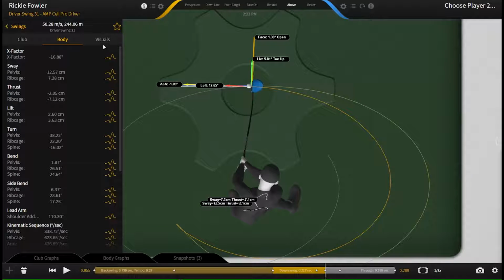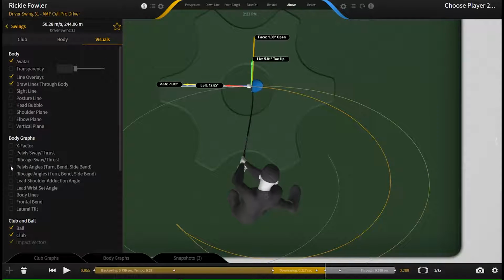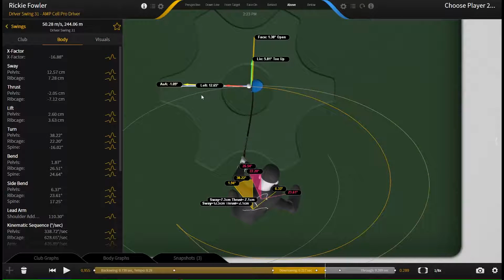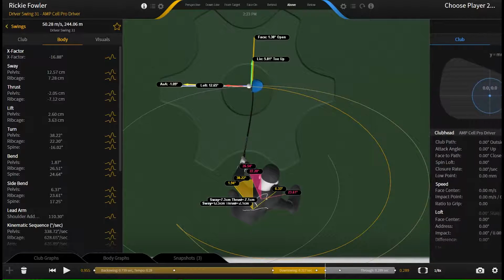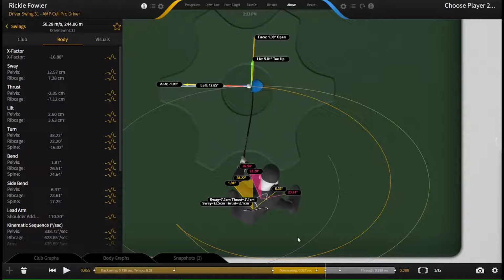Okay, next is thrust. Thrust is the forwards positive or backwards negative movement of the pelvis and rib cage, represented in inches or centimeters, depending on whether the units are set as imperial or metric in the settings. In addition, we have lift for both pelvis and rib cage. This is the up or down movement of the pelvis or rib cage, again in centimeters or inches based upon whether imperial or metric has been set.